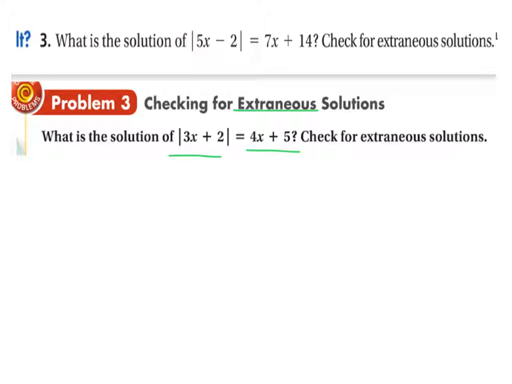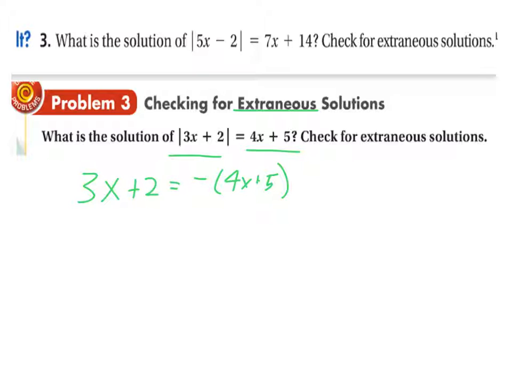So I'm actually going to start with this one down here with the absolute value of 3x plus 2. Our absolute value is isolated. If that were not the case, we would take care of that first. From here we go ahead and set up our two equations. I'm going to do the opposite of 4x plus 5 here.